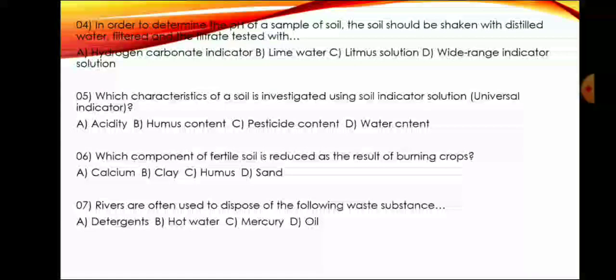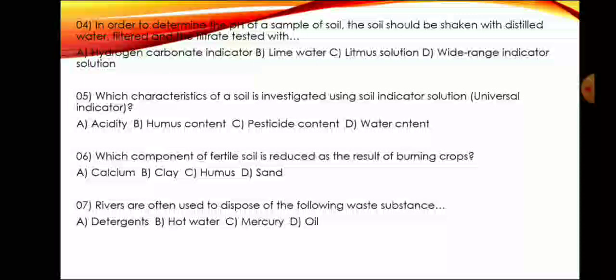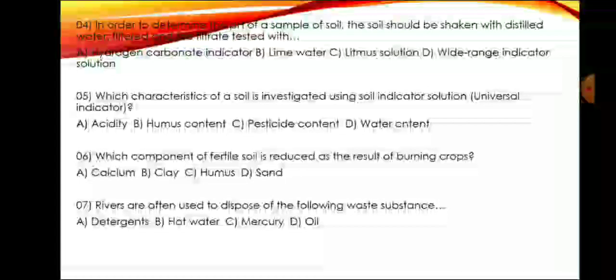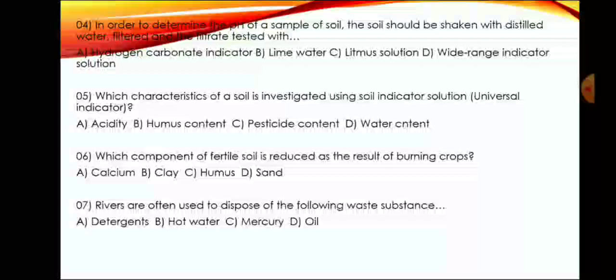The next question is, rivers are often used to dispose of which of the following waste substances? The options are number A, detergents, number B, hot water, number C, mercury, and number D, oil. So correct answer is number B, hot water.